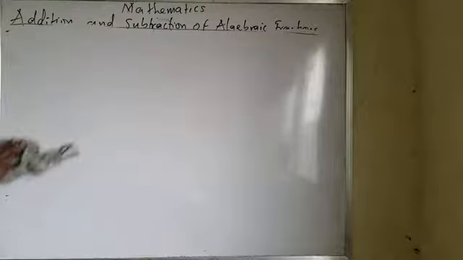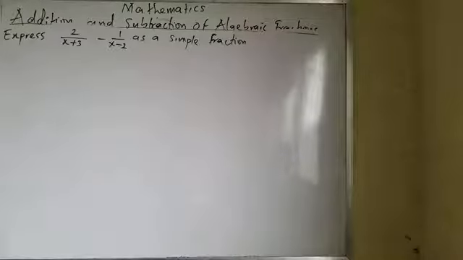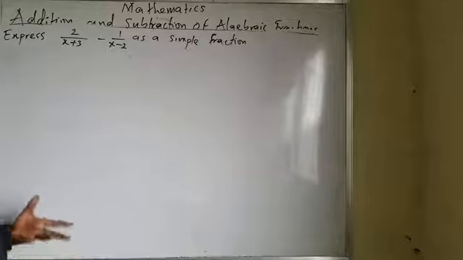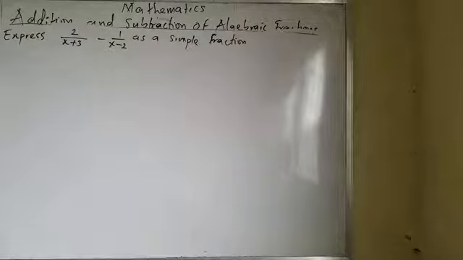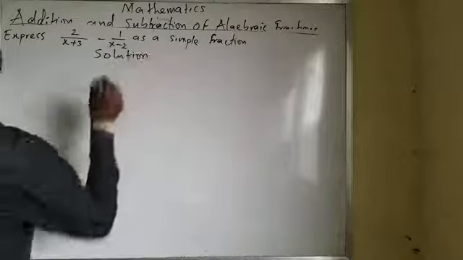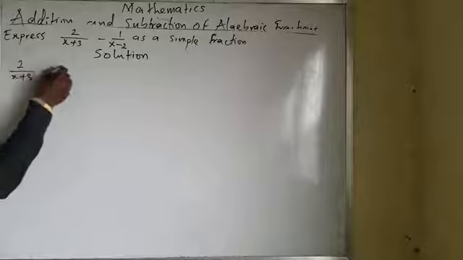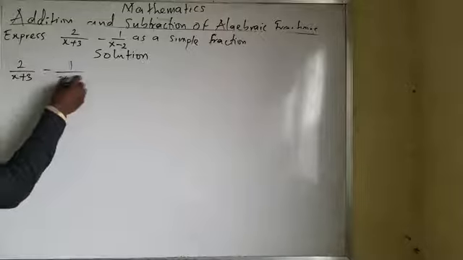Now look at this problem also. Express 2 all over x plus 3 minus 1 all over x minus 2 as a simple fraction. Look at this. It's very, very simple also. What you need to do is 2 all over x plus 3 minus 1 all over x minus 2.